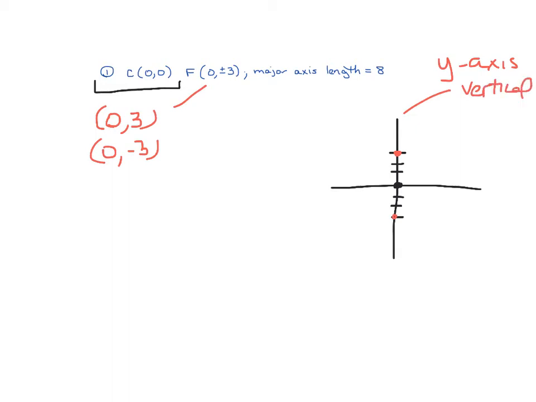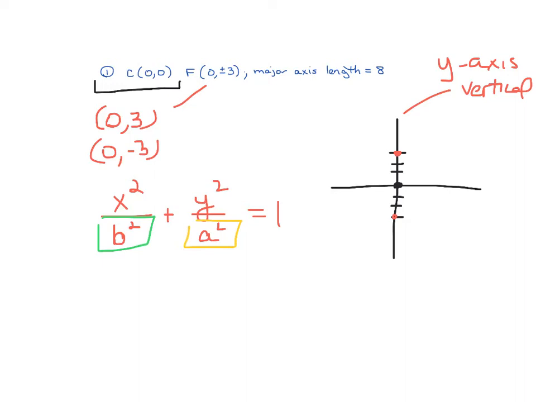So my a squared is going to be under the y squared. So the standard form that I need to come up with is this: x squared, and this one gets the b squared, because again my graph is vertical. And now what I need to find the value of is the b squared and the a squared.